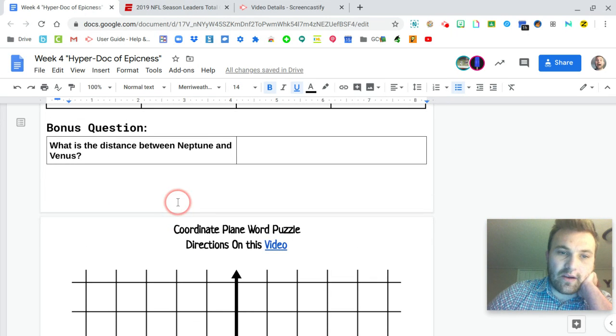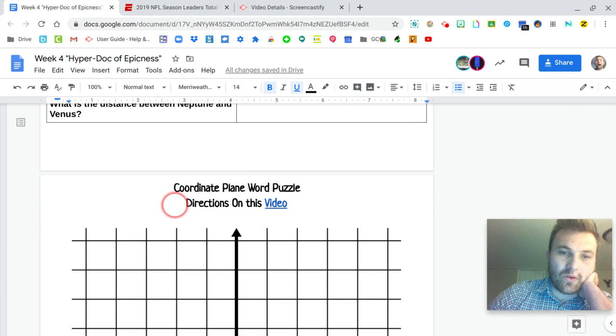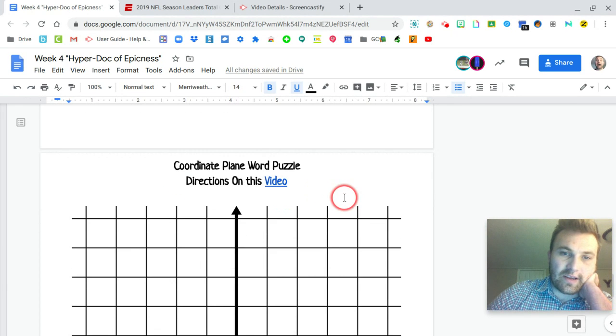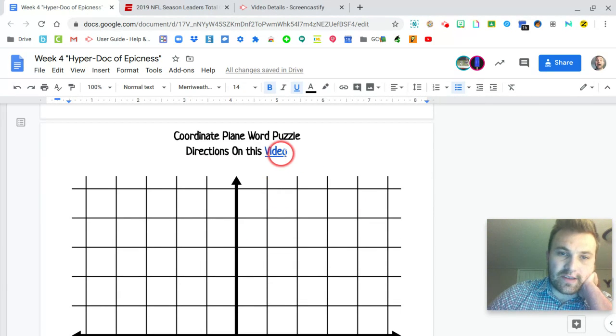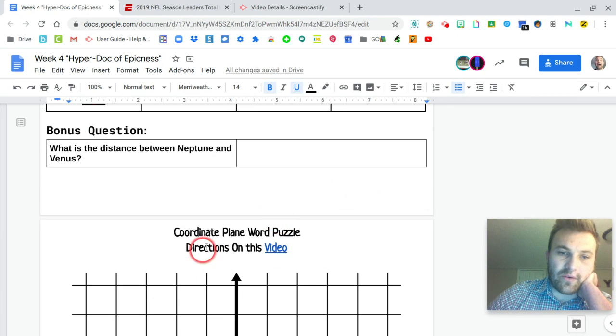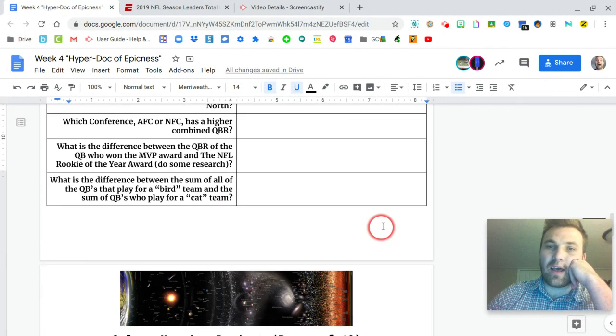And then there is the coordinate plane word puzzle. All right. And the directions for this is in this linked video. All right, so feel free to click on that for directions on the coordinate plane word puzzle.